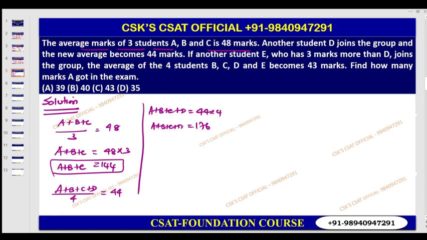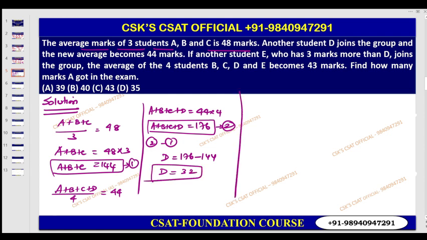Now from this itself you can reduce. So how to reduce here? Keep this as equation number 2. Keep this as equation number 1. See, if you do 2 minus 1, surely A, B, C get cancelled on the LHS. Only D is left. On the RHS, 176 minus 144. So if you subtract that, the marks scored by D you will get as 32.